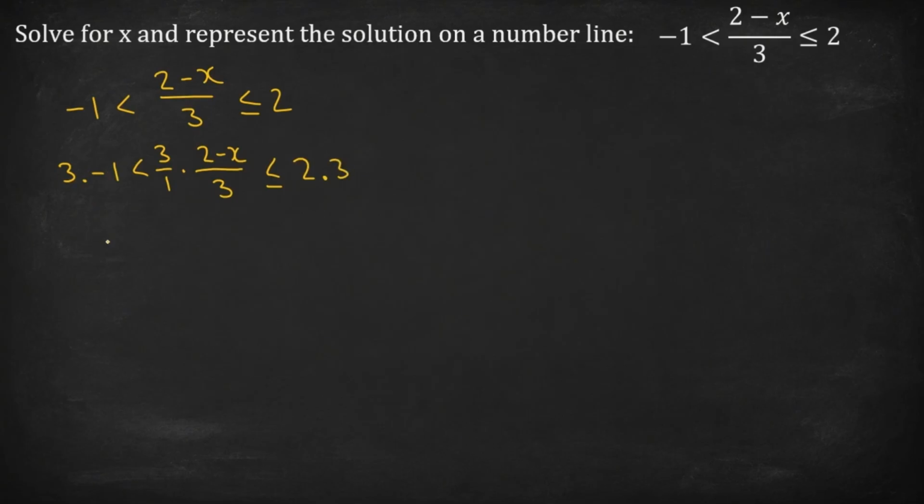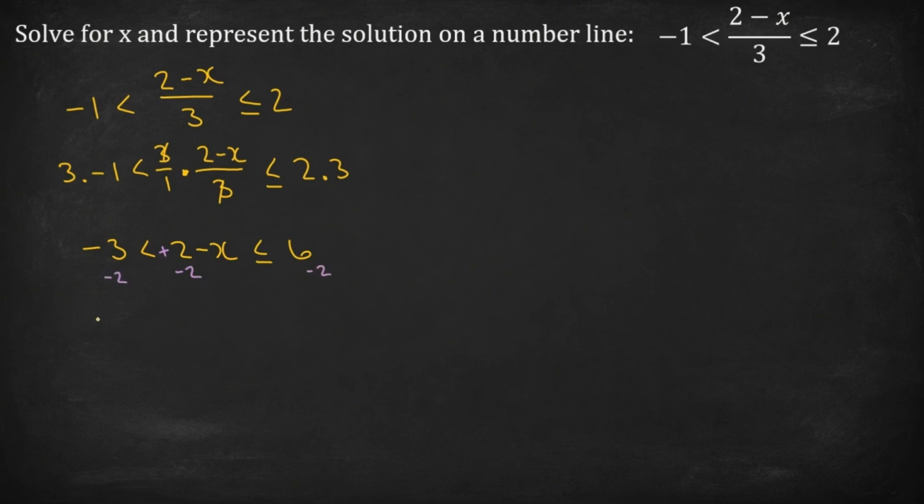So 3 times negative 1 is negative 3. And here the 3's cancel because I'm multiplying the fractions. So I'm left with 2 minus x, and 2 times 3 is 6. So now it's straightforward. So I have to get rid of this positive 2. And to do that, I have to subtract 2. And what I do in the middle, I have to do on the left and the right as well.